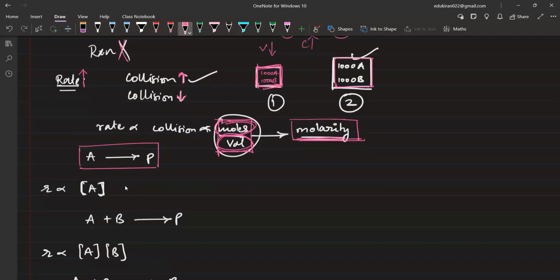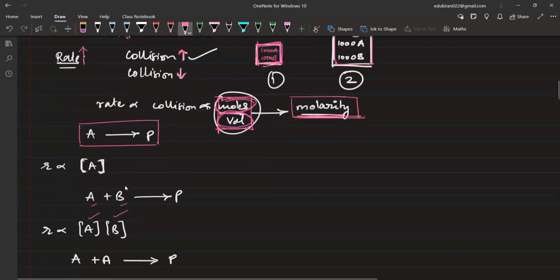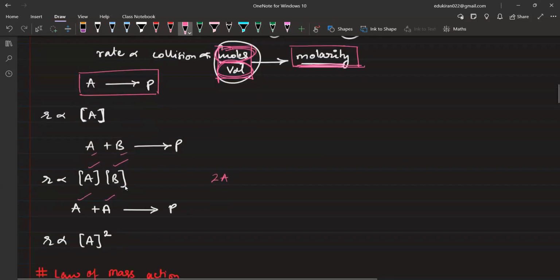Let us suppose we have two reactants, A and B. So rate will be directly proportional to the concentration of A and concentration of B. That also makes sense, I hope. Next, let us suppose A and A. Using maths, we can write it 2A. But actually, 2A क्या है? मतलब you have A reacting with A. Make sense? Yes or no? Yes. ठीक है. अब उसके लिए हम क्या लिख सकते हैं? Rate is directly proportional to A into A, or we can write A square. Make sense?